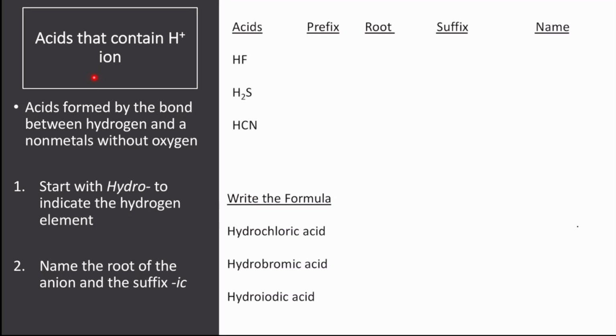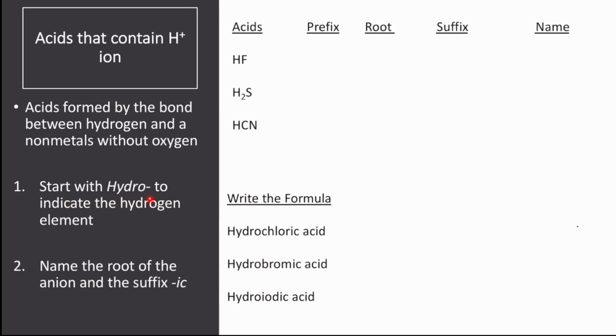Next, let's switch topics to talk about acids nomenclature. We will focus on those acids that have the hydrogen cation, and within this group, there are two types of acids: those that do not contain oxygen, which are the ones shown here, and the ones that do contain oxygen, which are called the oxyacids, which we will talk about later. Okay, so let's write the names of these acids that do not contain oxygen.